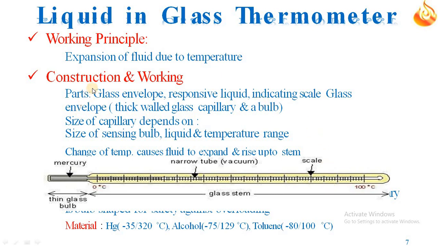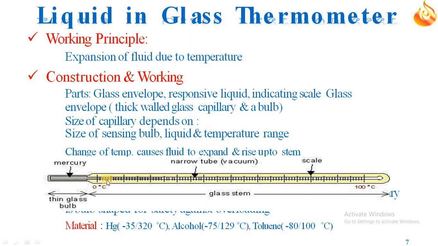Okay, now let's see what is the construction of liquid in glass thermometer. So here you can see the diagram of liquid in glass thermometer. So it consists of several parts and a few parts are mentioned here as well. So the liquid in glass thermometer consists of a glass tube. So here you can see this glass tube. Then again we have one temperature sensitive fluid, or we can simply call it responsive liquid.